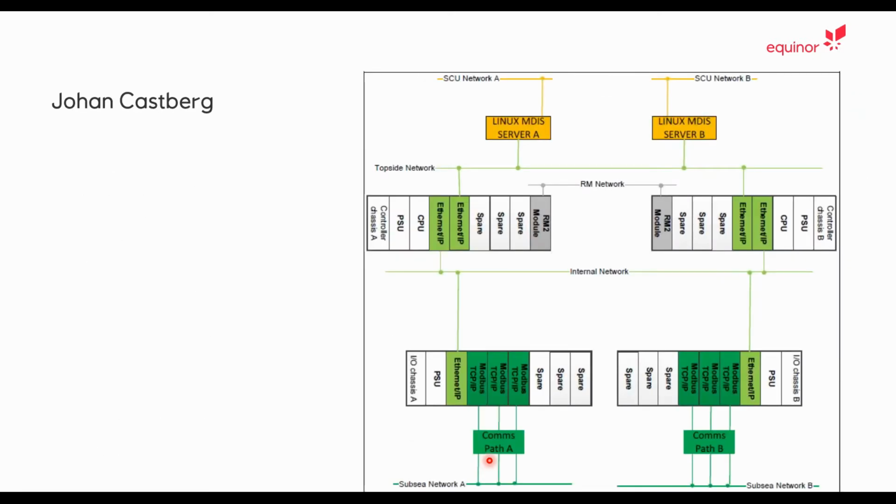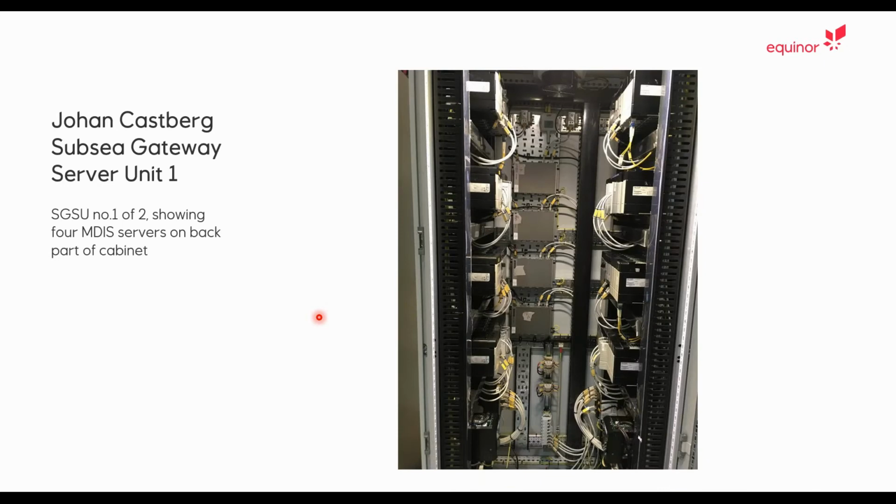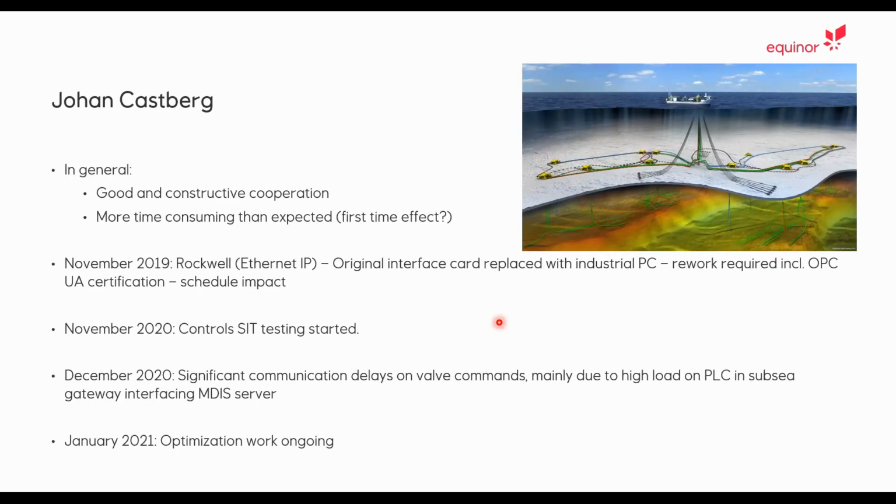If you move on to Johan Castberg, Johan Castberg is a project still under development. That is a subsea hardware and software delivery by Arco Solutions, topside SAS by ABB. So Johan Castberg, as you can see here, is having two subsea gateway server units consisting of 4 MDIS servers each. And since this is a project under execution, just a high-level feedback here as well.